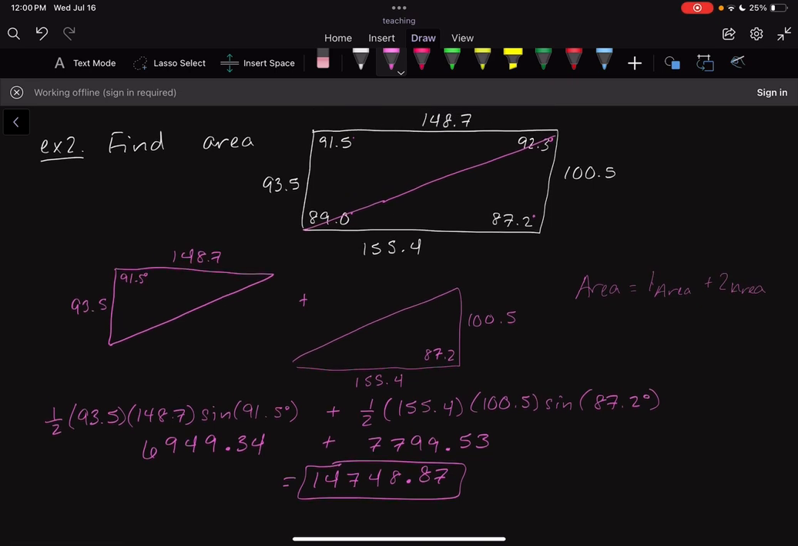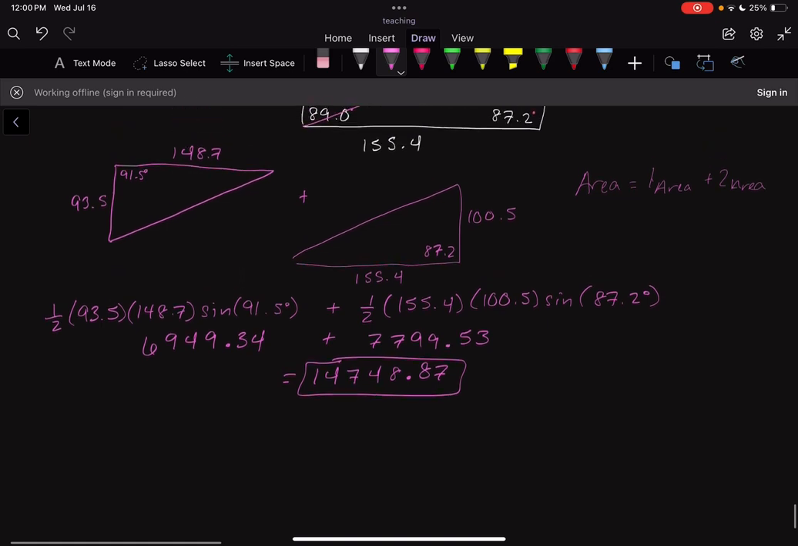And so you'll have some on the homework like this where you're going to have to maybe piece out whatever shape you're dealing with and turn it into triangles. That way you can find the area of each triangle and then add them or subtract them or something like that.